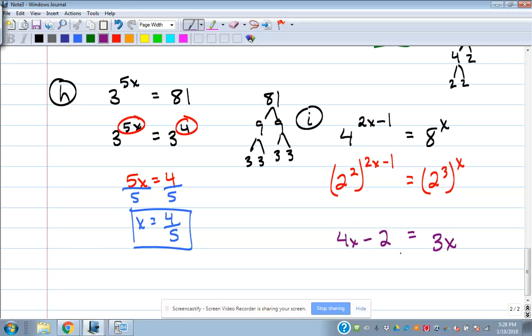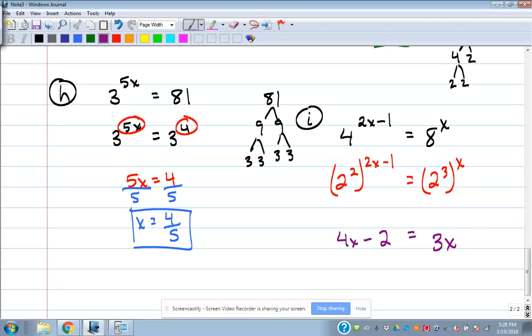Oh, now we got a nice easy equation where the bases are the same on both sides. The exponents become the equation. 2 times 2x is 4x. 2 times 1 is 2. Now we have 4x minus 2 equals 3 times x is 3x. Solve it. X equals 2.